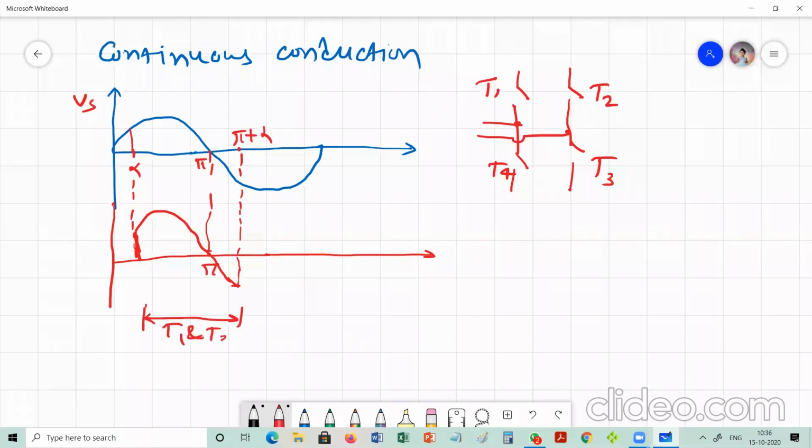Once switches T2 and T4, which are already forward biased, are triggered, the waveform will shift to T2 and T4. So we will get a waveform like this. We will draw the waveform backwards also. So this is the output voltage, that is the armature voltage VA waveform. And obviously the current waveform will be like this.